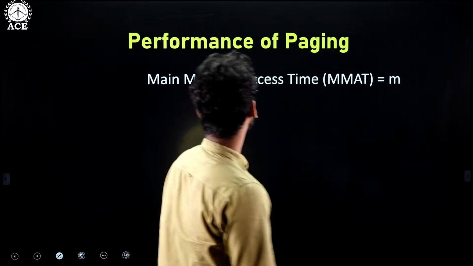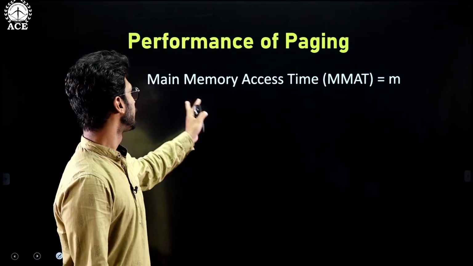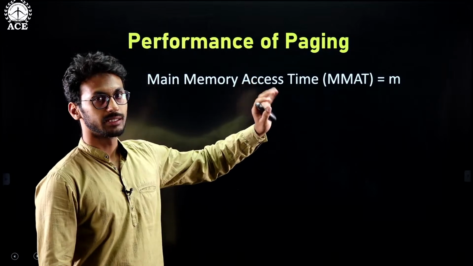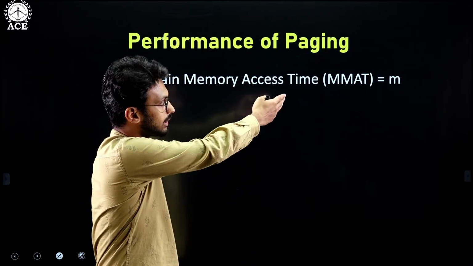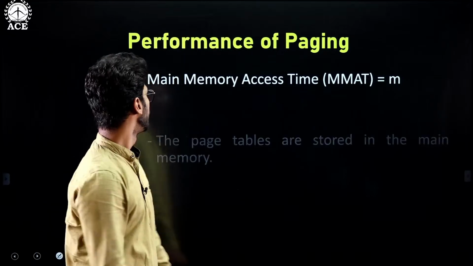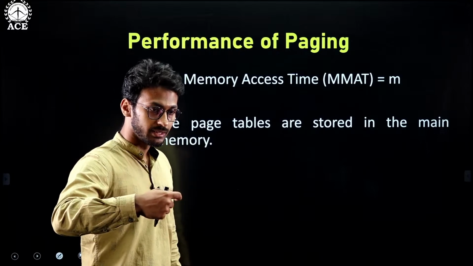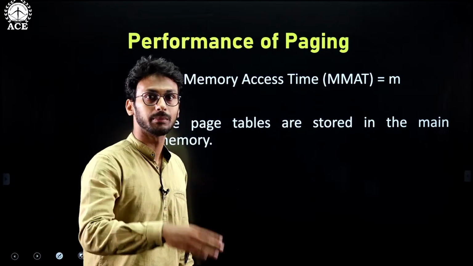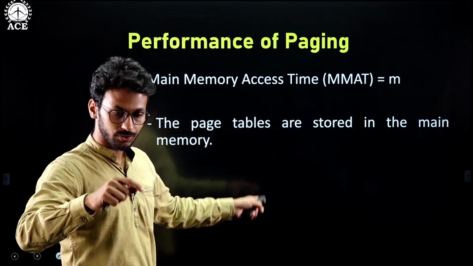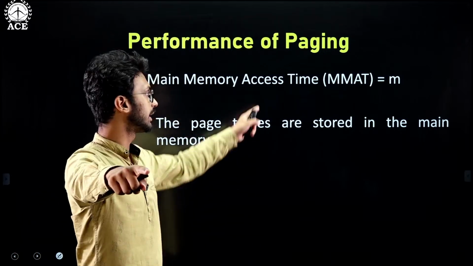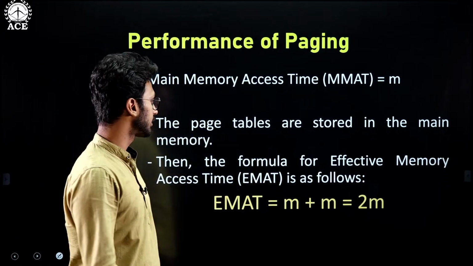Let's see the next one. Performance of paging. This is very important. Please concentrate. Main memory access time, MMAT. In order to access main memory, the notation MMAT is considered as M. Next one. The page tables are stored in main memory. If you are accessing page table, you are accessing main memory. Whenever you access page table, you take main memory access time into consideration.